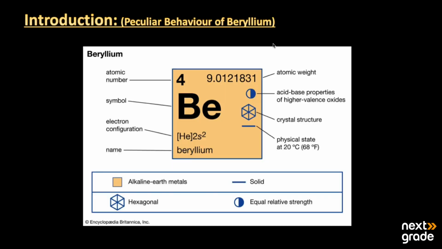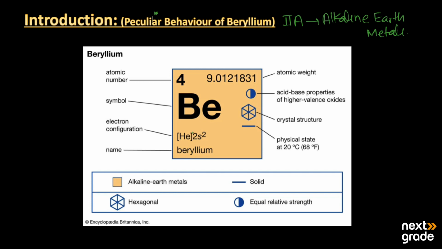In our today's lesson, we will discuss the peculiar behavior of beryllium. Beryllium is from group 2A elements. As we have already learned, it is known as the alkaline earth metals, and it is the first member of the alkaline earth metals from group 2A in the periodic table. As it is the first member, some of its properties differ from the other group elements. That's why it is showing some peculiar behavior.